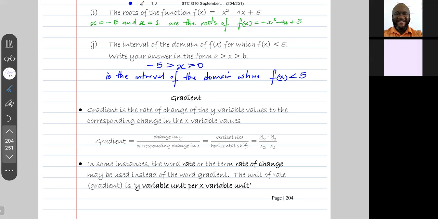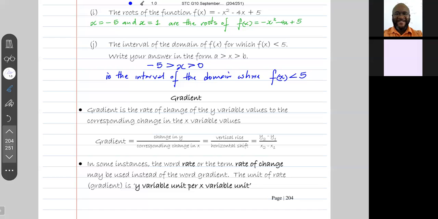From coordinate geometry, everybody should remember that gradient is y2 minus y1, which is the change in y, the vertical change, over x2 minus x1, which is the corresponding change in x. In some instances, the term rate of change may be used instead of the word gradient.